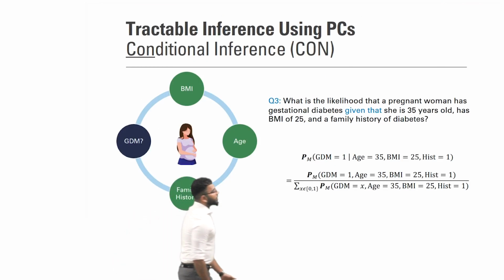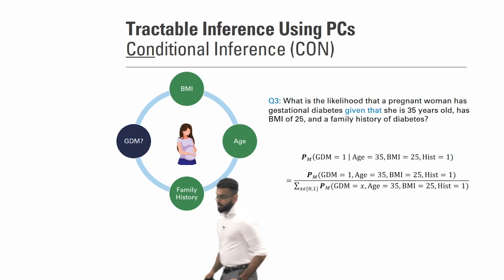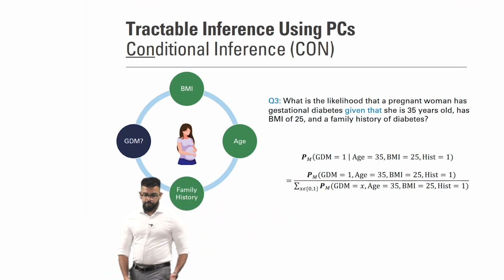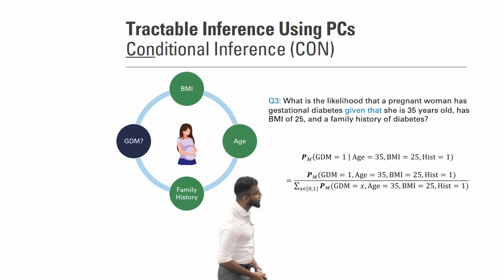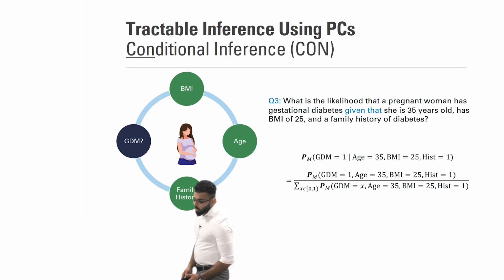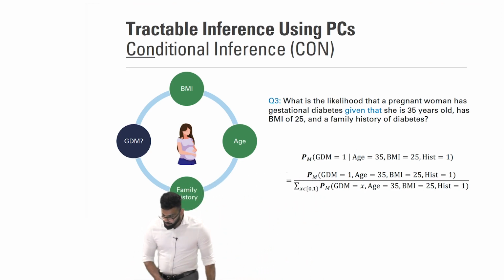Now, if we come to the third class of queries, which are conditional inference queries, in which you are interested in computing the likelihood of, say, P of A given B, where you're given a set of values that you have already observed for some variables, and you're interested in reasoning about the likelihood over the remaining variables. Like the example we saw: what is the likelihood that a pregnant woman has gestational diabetes, given that she is 35 years old, has a BMI of 25, etc.? Now, if you apply Bayes' rule and you write this query down, what you can observe is that the conditional query boils down to two things. So, what is the numerator here?